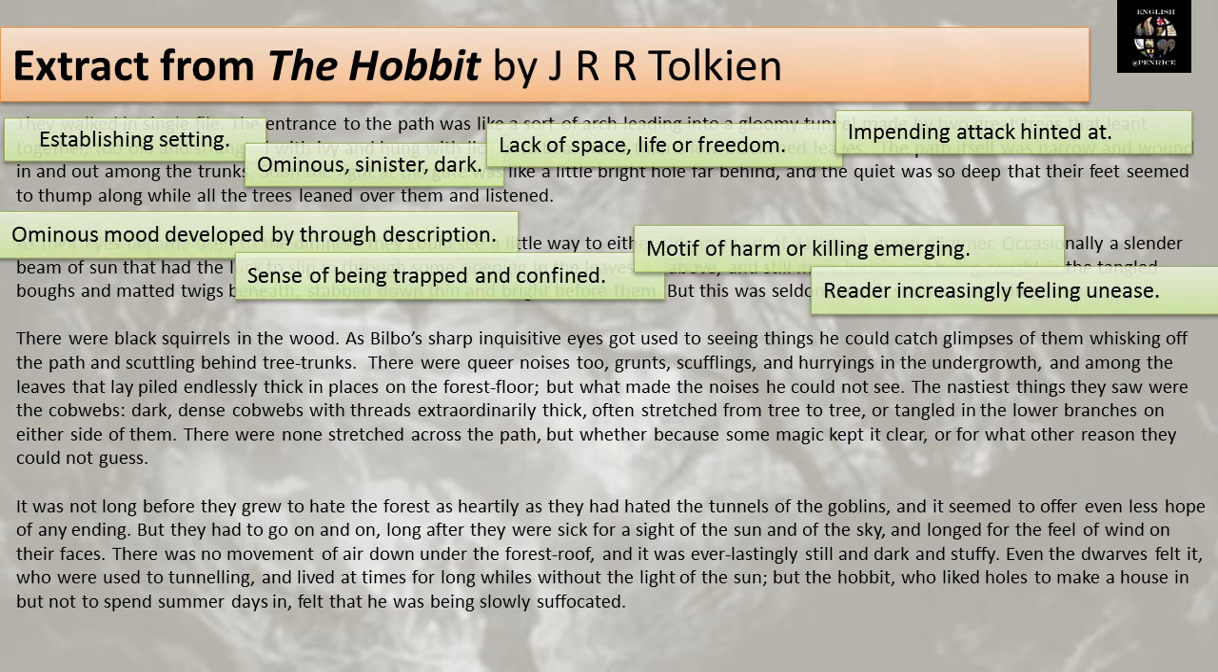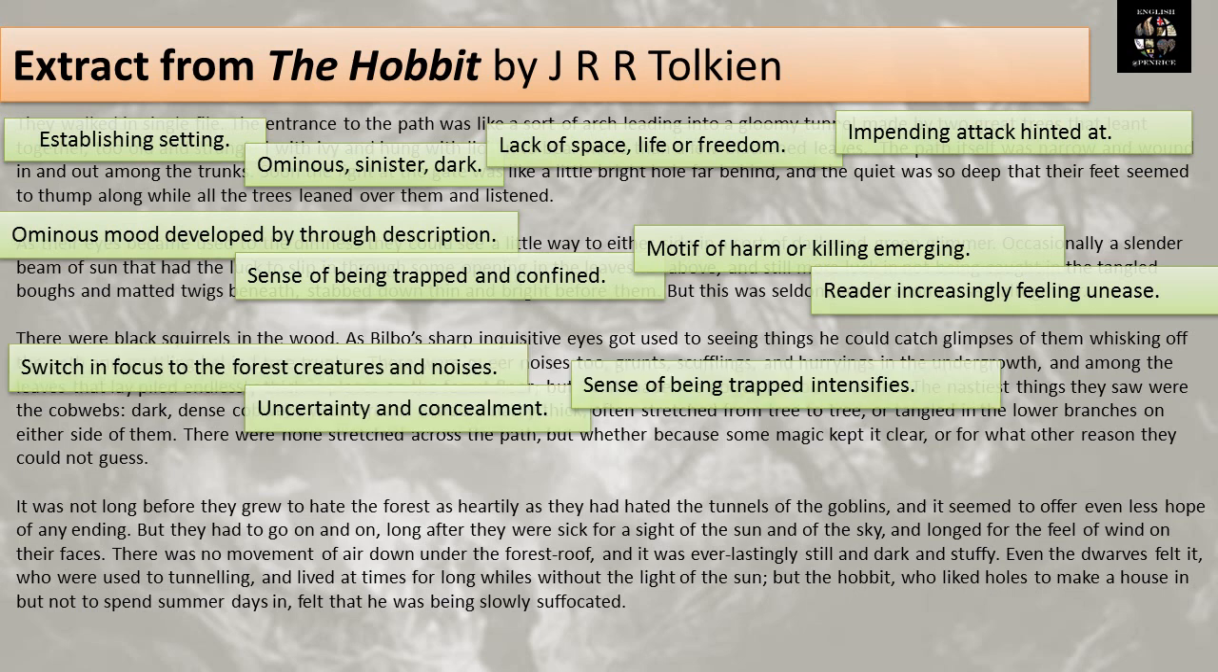And then as we move into the second part of the source, in terms of structure, this ominous mood is developed through description. So development of an idea as we move through the extract. This sense of being trapped and confined is really intensified at this point. There's no escape, seemingly, for these characters. And we also have a motif of harm or killing emerging through this idea of the sunbeams stabbing down. This motif especially leads the reader to feel an increasing sense of unease. We worry for the safety of the characters here already.